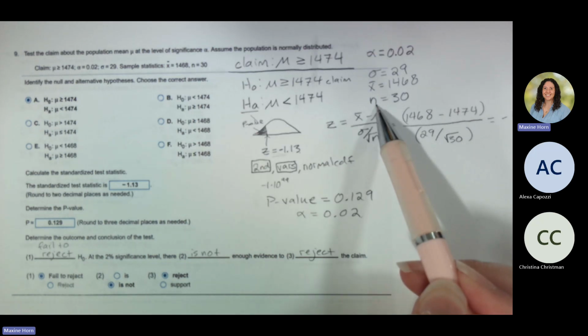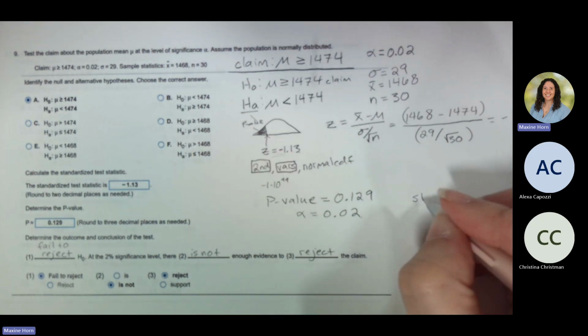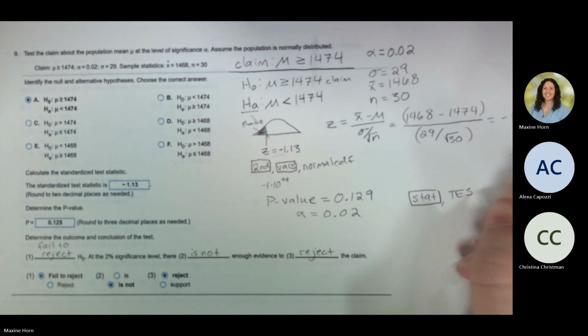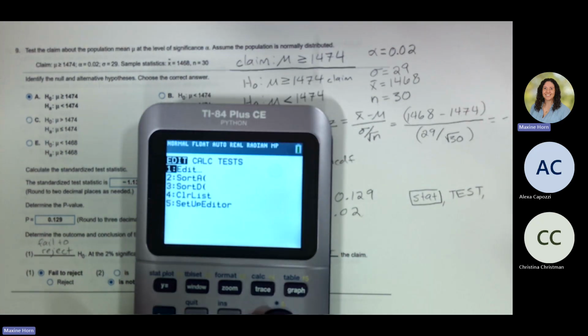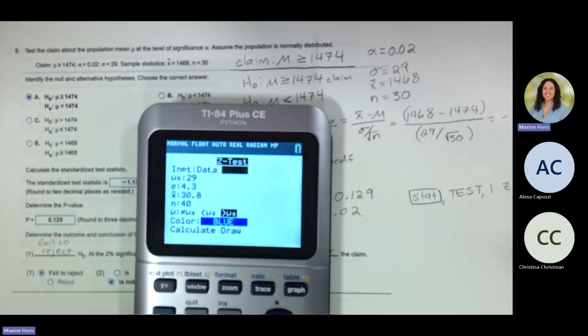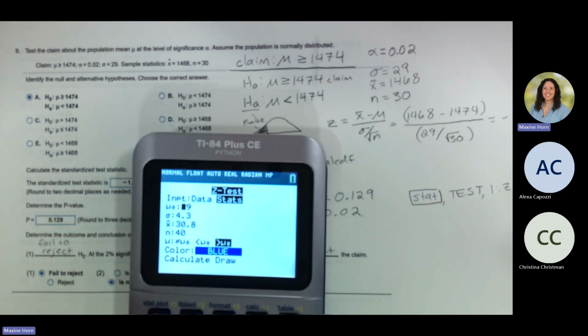But then what we'd do is we'd go to stat, test, and what is it, number 1? I forget. Stat, test, and yeah, number 1, Z test. Okay, and we're going to enter in everything that we have here. So what number did we have associated with our null hypothesis? 1474. What was our population standard deviation? That was 29.